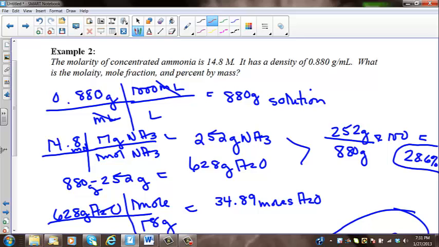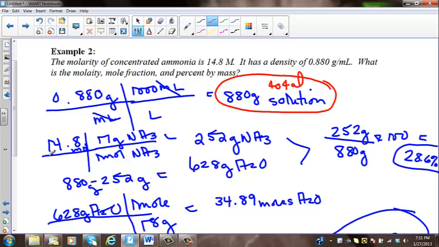So, first of all, basically if it has a density of 0.88 grams per milliliter, that's 880 grams of solution per liter that we're dealing with. So this is the total grams of total solution. We need to find out how much of that is ammonia.